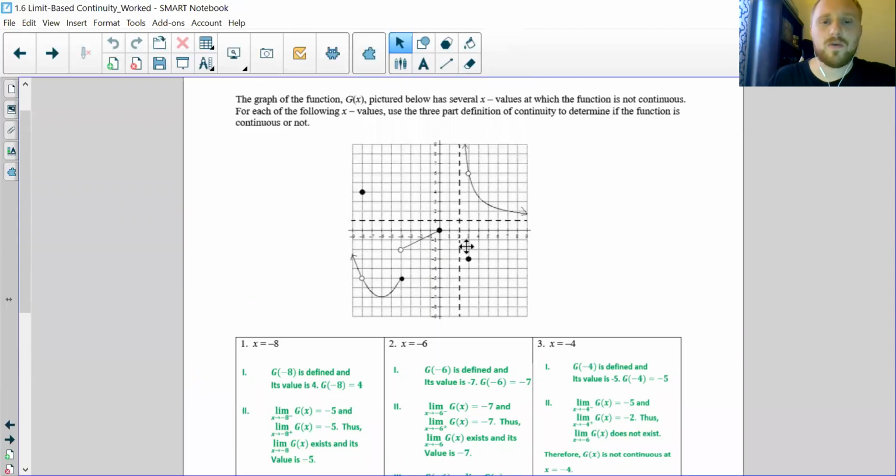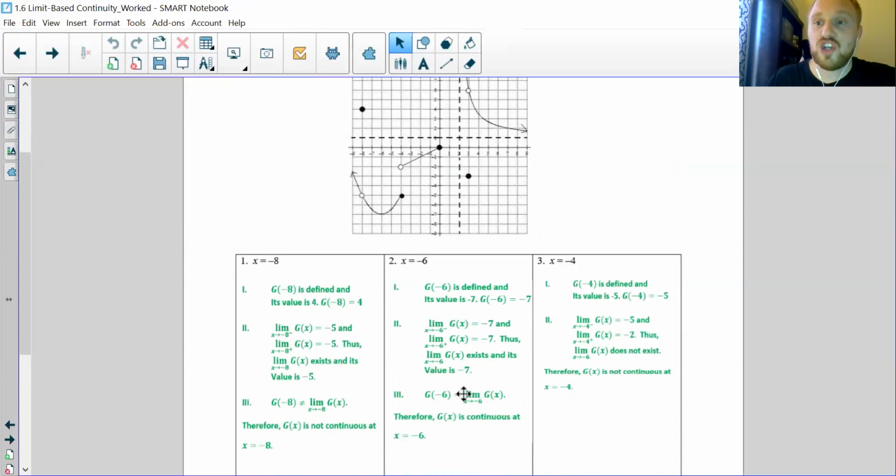Let's go to x equaling -6. If you look at x equaling -6, is there a y value at -6? There is. That value is -7. Does the limit exist? If we approach x equaling -6 from the left and from the right, does it exist? Yes, it does. It's the same value, -7. Since g of -6 is equal to the limit as x approaches -6 of g of x, g of x is continuous.